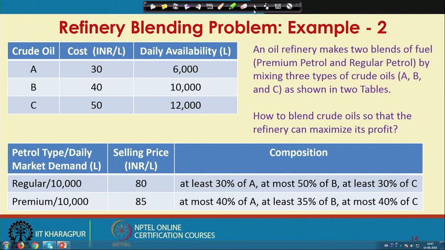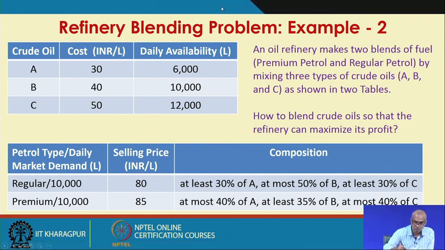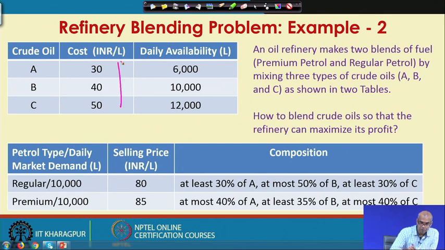Here we have a refinery blending problem. An oil refinery makes two blends of fuel, premium petrol and regular petrol, by mixing three types of crude oils A, B and C. Look at the tables for details. The cost of the three different types of crude oils is given in terms of rupees per liter. The daily availability of the crude oils is given in liters.